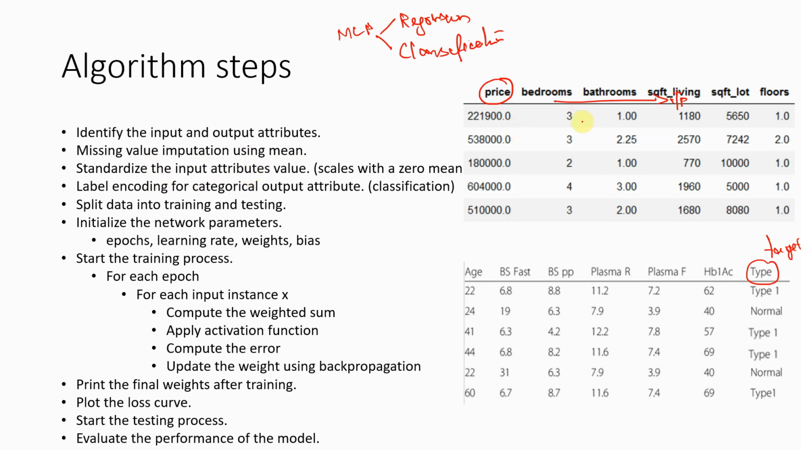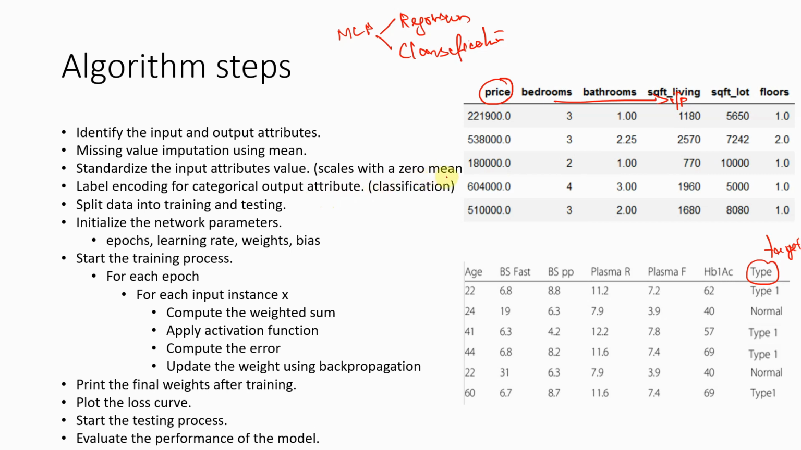The thing is we have different values with various ranges. Here you can see the bedroom will have a range of some 2 to 4, but square feet of living is ranging from 770 to 2570. So you want to perform a standardization so that it will scale your data with zero mean and unit variance. And the next step is the label encoding.